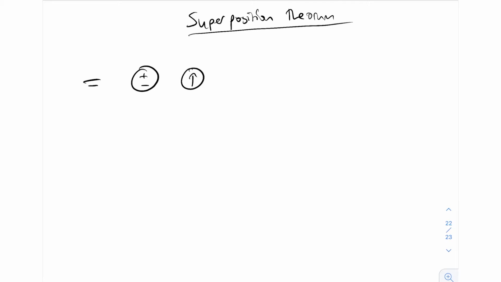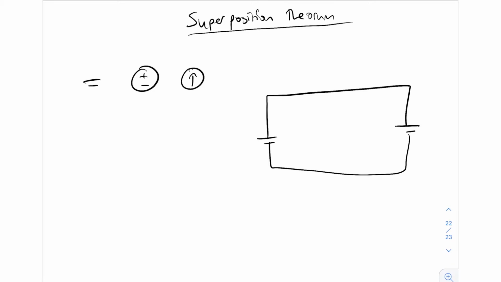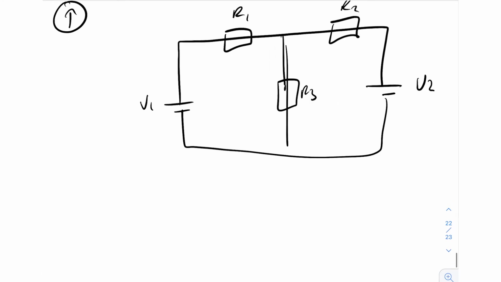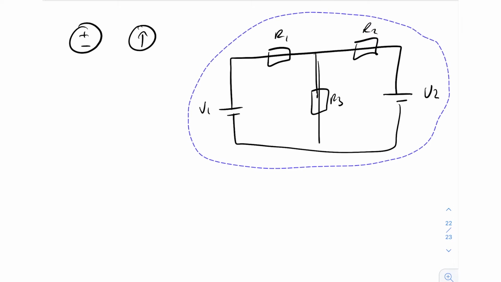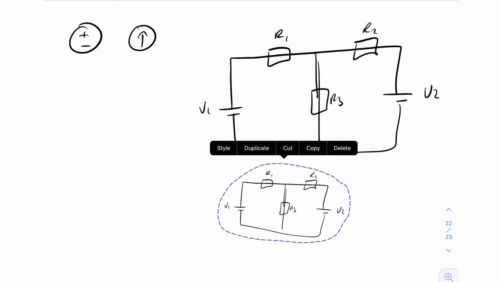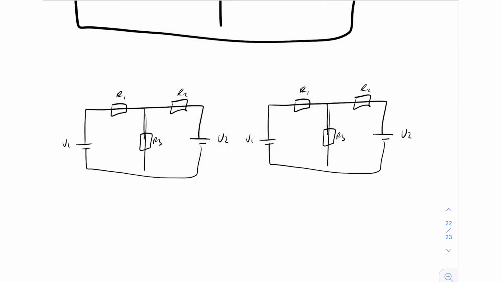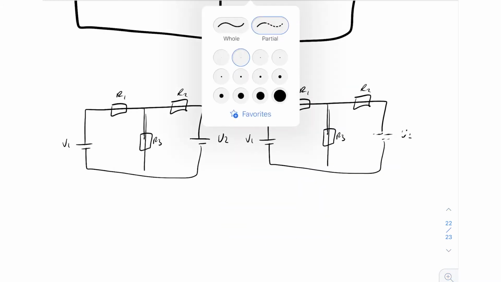So let me draw an actual example. You've got a battery, another battery. Let's go down here. You've got a resistor here, resistor. So R1, R2, R3, and you've got V1, V2. So the way that you would work out the voltages and currents in this circuit, a nice and easy way to do it is to basically take the whole circuit again. Let's duplicate it twice. All right, and so what we're going to do is we're going to remove the voltage sources.